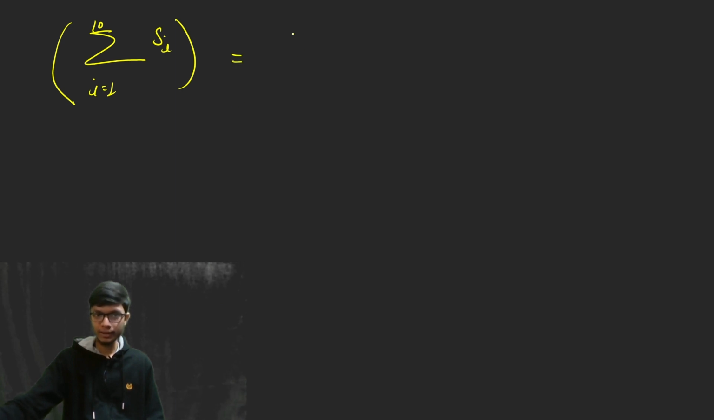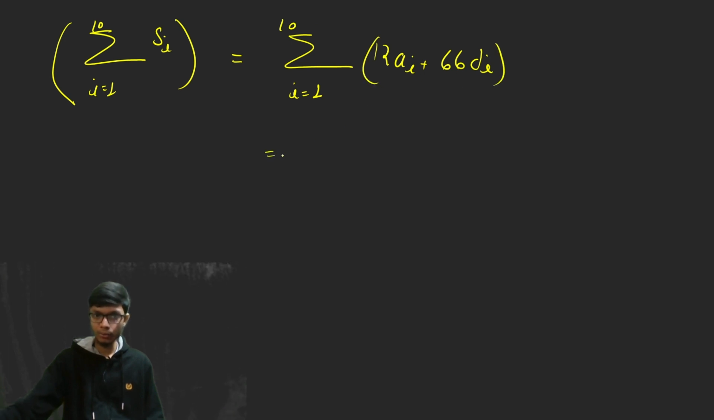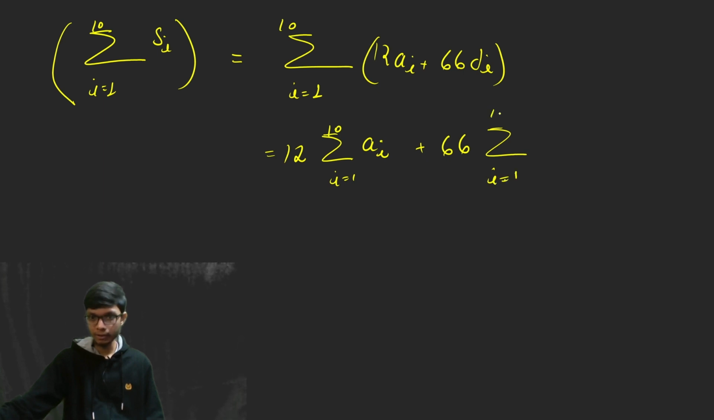And if you look at this result, it is nothing but the summation for i equal to 1 to 10. If you look at the individual summation of the 12th term, it is basically 12 a_i plus 66 d_i. Now if you take the constant out, that is 12 times the summation of a_i, where i is 1 to 10, plus 66 into the summation of d_i, where i belongs to 1 to 10.